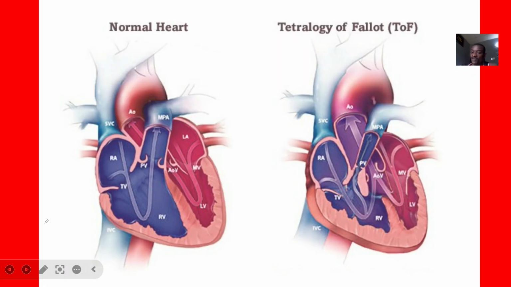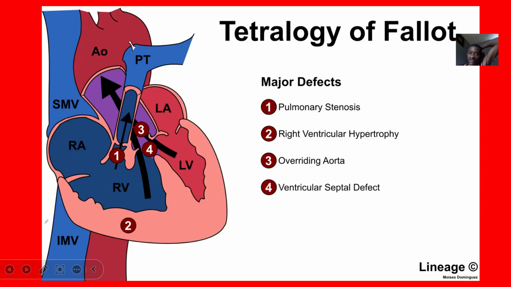So what we have here, this is Tetralogy of Fallot. I think this image will be better for you, where all the major defects in Tetralogy of Fallot are explained. Number one, pulmonary stenosis. So blood is not able to flow into the pulmonary trunk very well. Number two, right ventricular hypertrophy. So the right ventricle is doing most of the work, so it is becoming thicker, just like if I'm lifting iron in the gym, my biceps will become thicker.